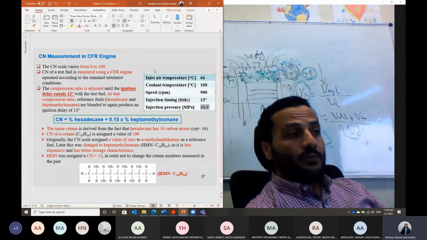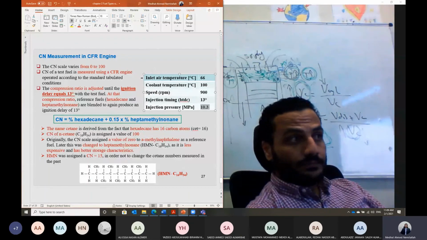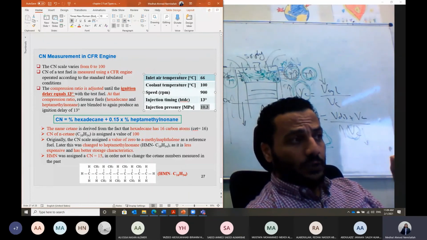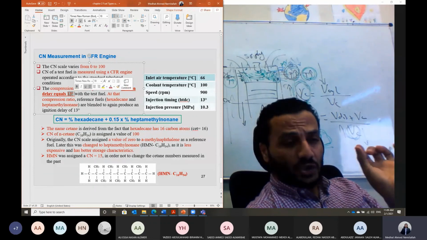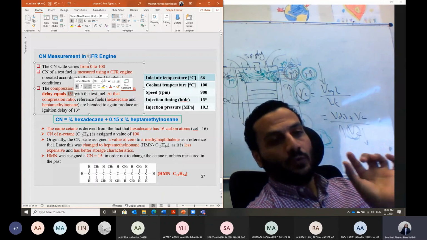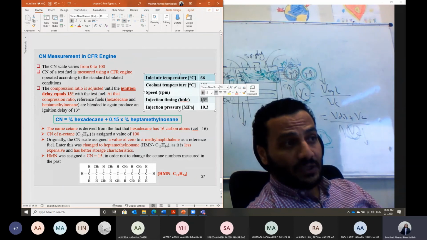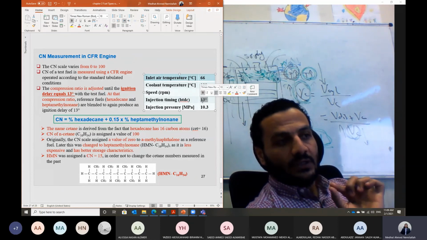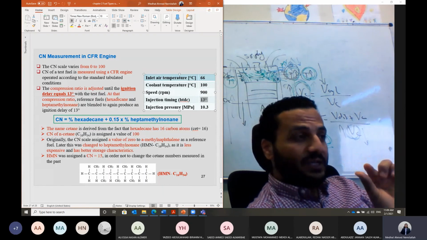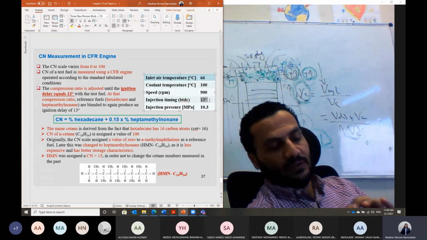Type the CFR engine will be running the engine for a given fuel that we need to calculate the cetane number, until we have an ignition delay period equal to 13 degrees. Ignition delay is the period from the start of injection to the start of combustion. In this test, we start injecting the fuel 13 degrees before the top dead center. So if we need to have an ignition delay period of 13 degrees, that means the start of combustion should occur when the piston is at the top dead center.